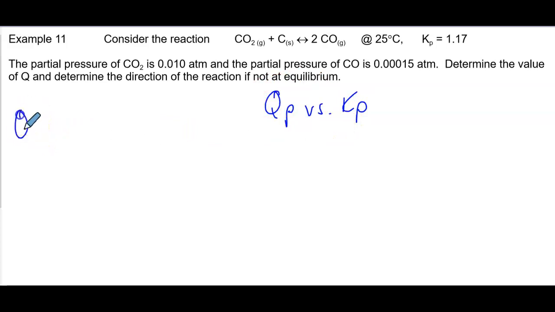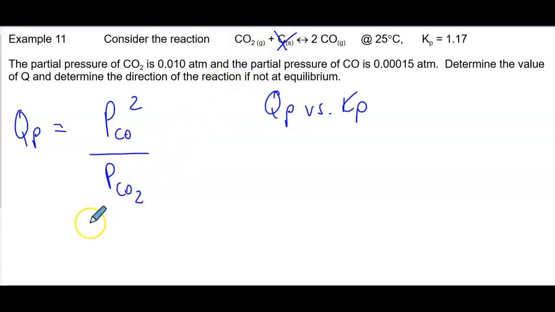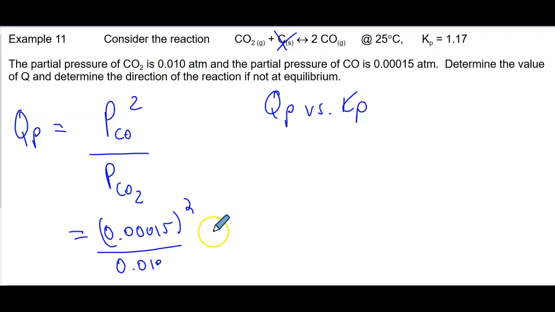So then we're going to think about what our Qp would be. It's going to be the pressure of CO squared. Here's my product. There's 2 of them. It's a gas, so it's okay to include. And then the pressure of CO2 to the first power, I would not put in this because it's a solid. So then I look for the pressure of carbon monoxide, so 0.00015. I'm going to have to square that over the pressure of carbon dioxide, 0.010. I'm going to go through that math.